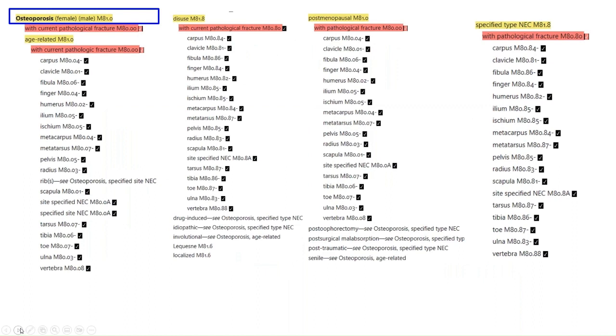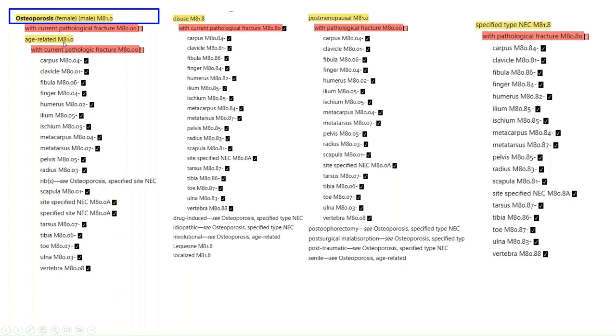Just giving you a look when you go into your alphabetic index, a way to keep yourself organized, to be sure you're where you should be, because you could pick up the right body location and all of that good stuff, but be under the incorrect heading. So you might want to go over there. You'll see osteoporosis, male or female, M81. If you go down with current pathological fracture, I chose red because I'm thinking that could be serious, so red helps distinguish and guide my eye.